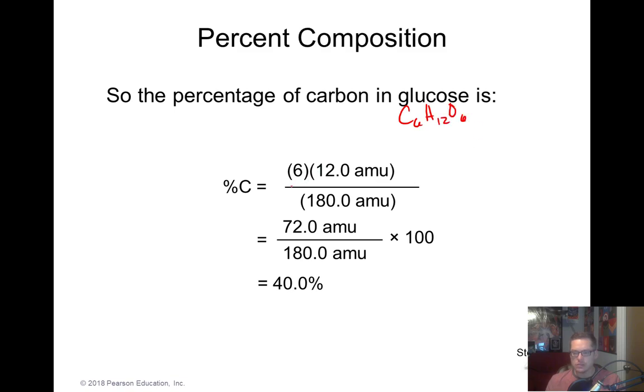So for glucose, remember glucose was C6H12O6. There's 6 carbons. The atomic weight of carbon is 12.01. And the formula weight for glucose, which we found earlier, was 180.0. So 6 times 12 is 72, divided by 180 times 100, and you find out that glucose is 40% carbon by mass.